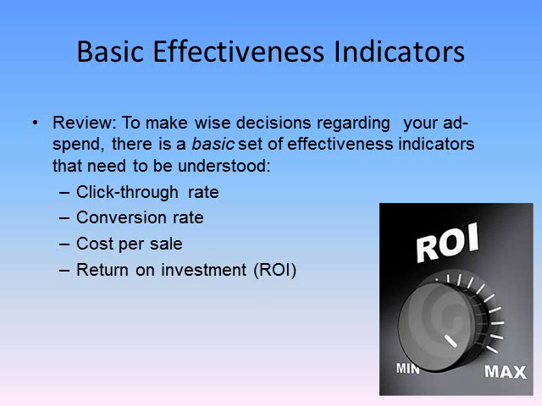And some more review here. Remember those effectiveness indicators that we need to make wise decisions regarding our ad spend. There are 4 of those: the click-through rate, the conversion rate, the cost per sale, and the return on investment. So how do we get the numbers to compute those? Well, that's what this part of the presentation is all about.